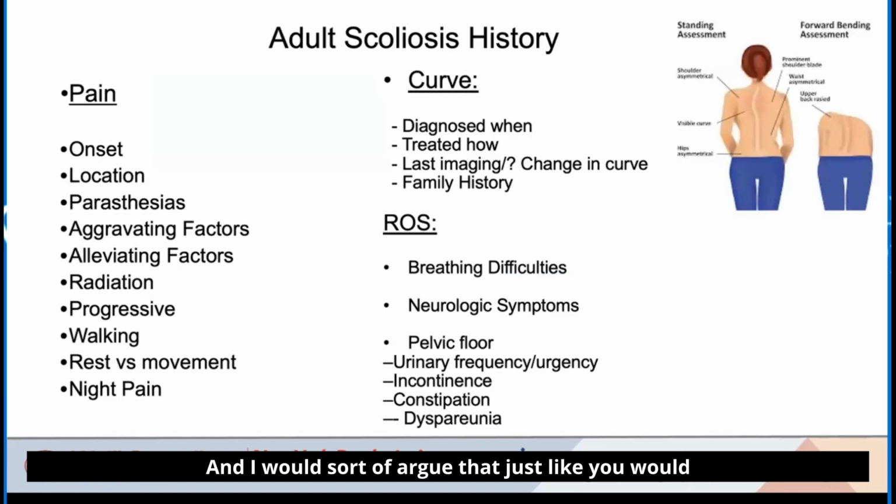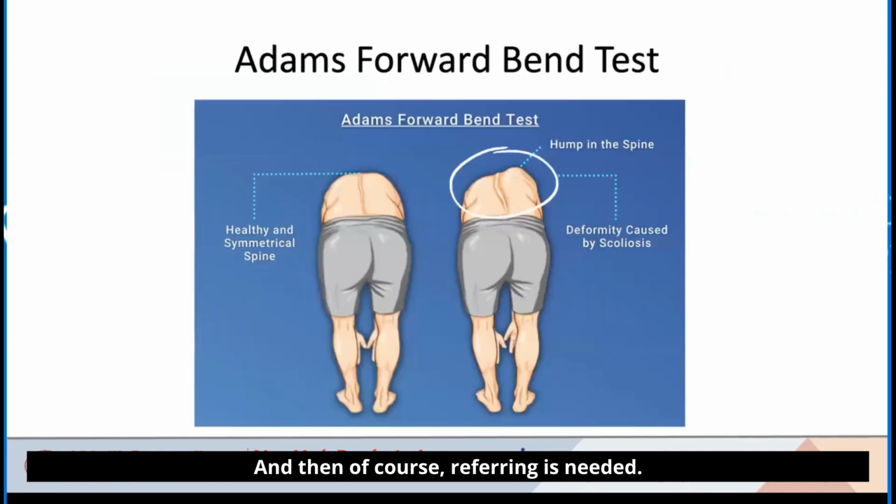And I would argue that just like you would probably ask, review of systems wise, about any breathing difficulties or neurologic symptoms, I would really ask about some pelvic floor symptoms as well, right? You can simply screen for pelvic floor dysfunction by asking, are you having any issues with urination, with constipation, with pain with sex, for example? Those sorts of questions can clue you in pretty quickly that, hey, even if I'm not going to evaluate or treat the pelvic floor, there may be something happening here. And then, of course, referring if needed.